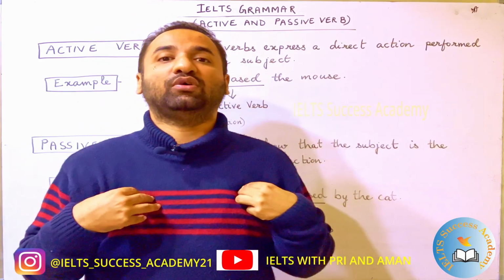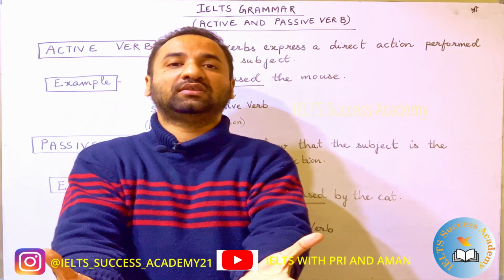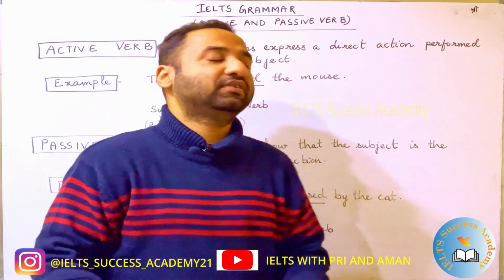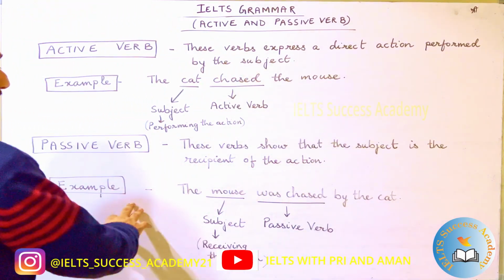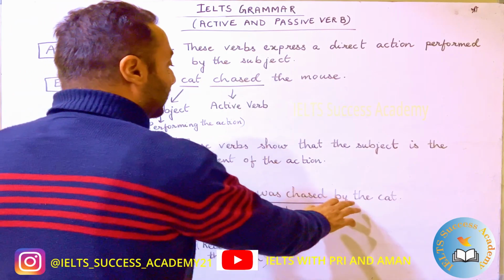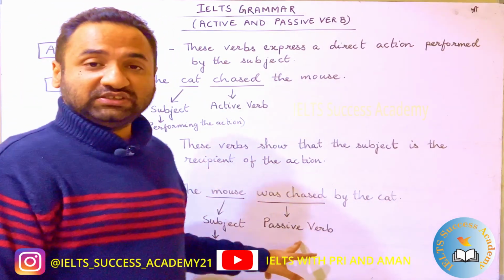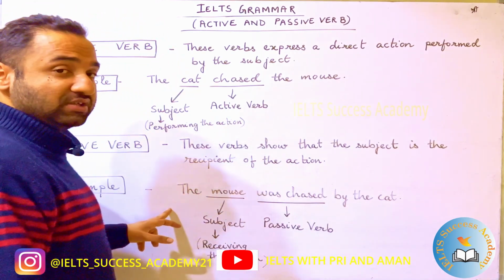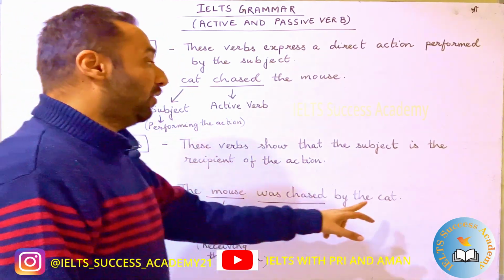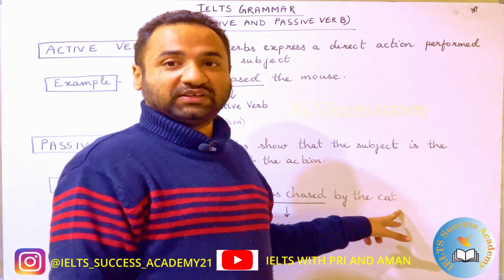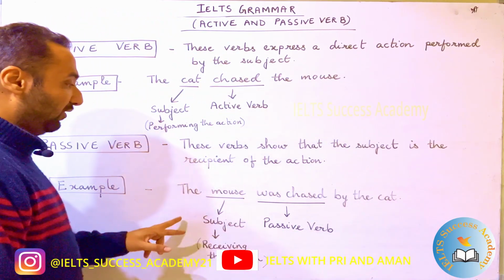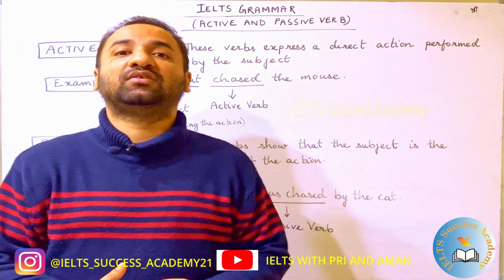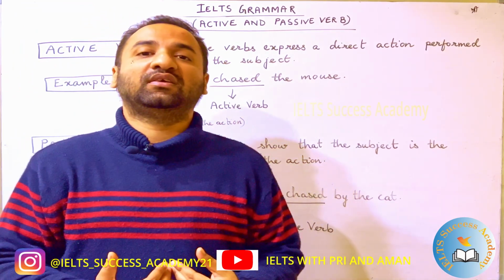Okay? It's like you are giving a gift to someone, that is active, and when you are receiving the gift from someone, that's passive. So the example is the mouse was chased by the cat. Was chased is the verb, the action. Mouse is the subject and cat is another subject. But here, mouse is the one who's receiving the action, who's receiving something.